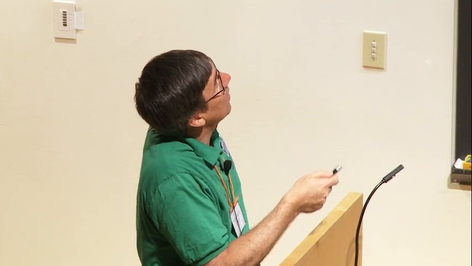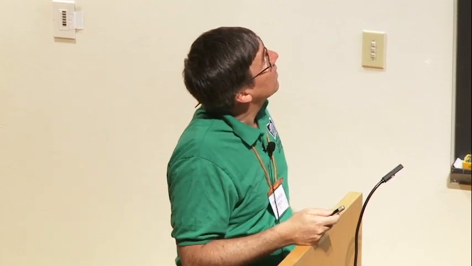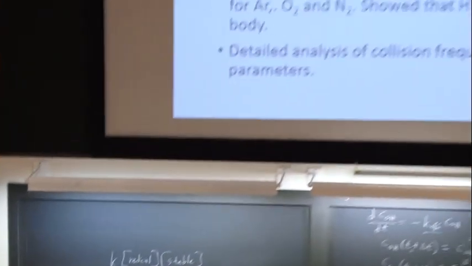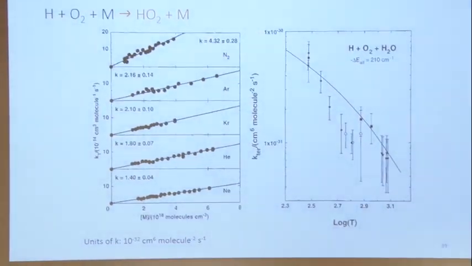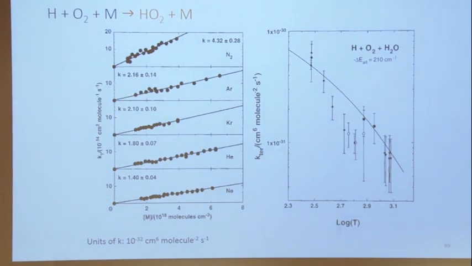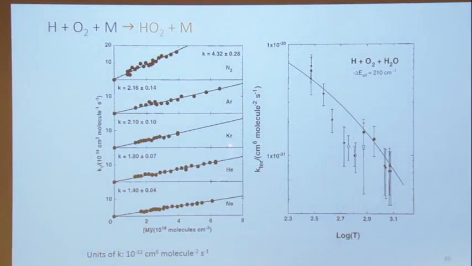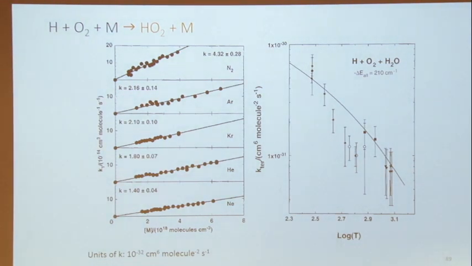This is still kind of controversial, actually. But people have spent a lot of time trying to understand it. This is very important for understanding the kinetics. And these are different measurements for the different colliders. You can see even nitrogen has a significantly different slope than these other guys. And then here's the data for water.